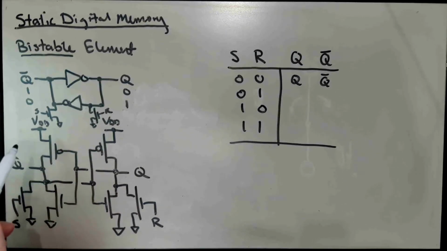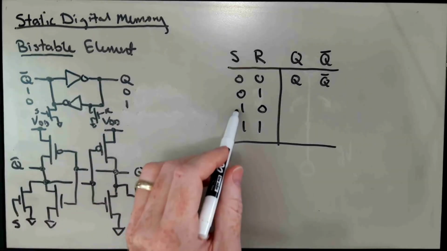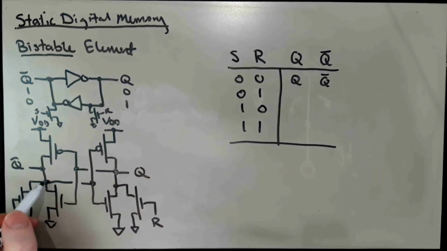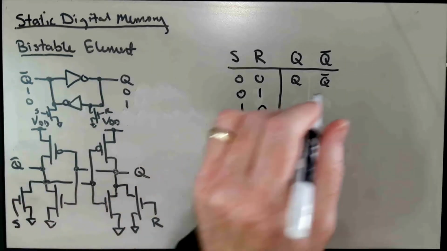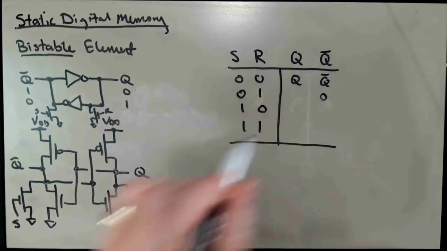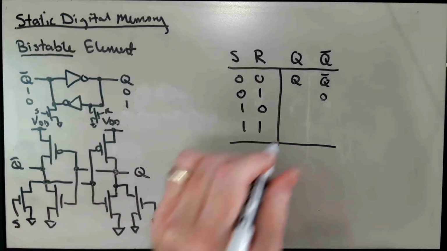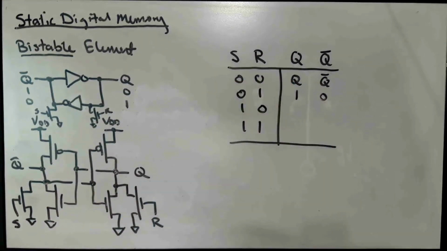And then if we assert, let's take this third row here where we assert S. So if S is 1, that pulls down on Q bar, making Q bar equal to 0. And through this inverter over here on the right, that sets Q to 1. And so S is set. That stands for set. So we set Q to 1.